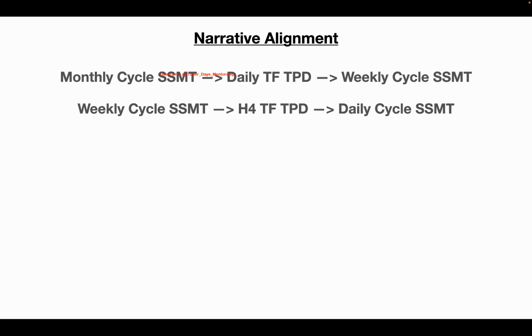But to add on to that, for extra confirmation on narrative and how to know if you're in the correct direction: for a daily time frame TPD, you want to have a monthly cycle SMT on top of that. So if you have a monthly cycle SMT and then a daily time frame TPD with a weekly cycle SMT, there's a high chance you will be alongside order flow. If you have a weekly cycle SMT and then a 4-hour time frame TPD on top of that, with a daily cycle SMT, then there is a high probability that you are in the correct order flow.